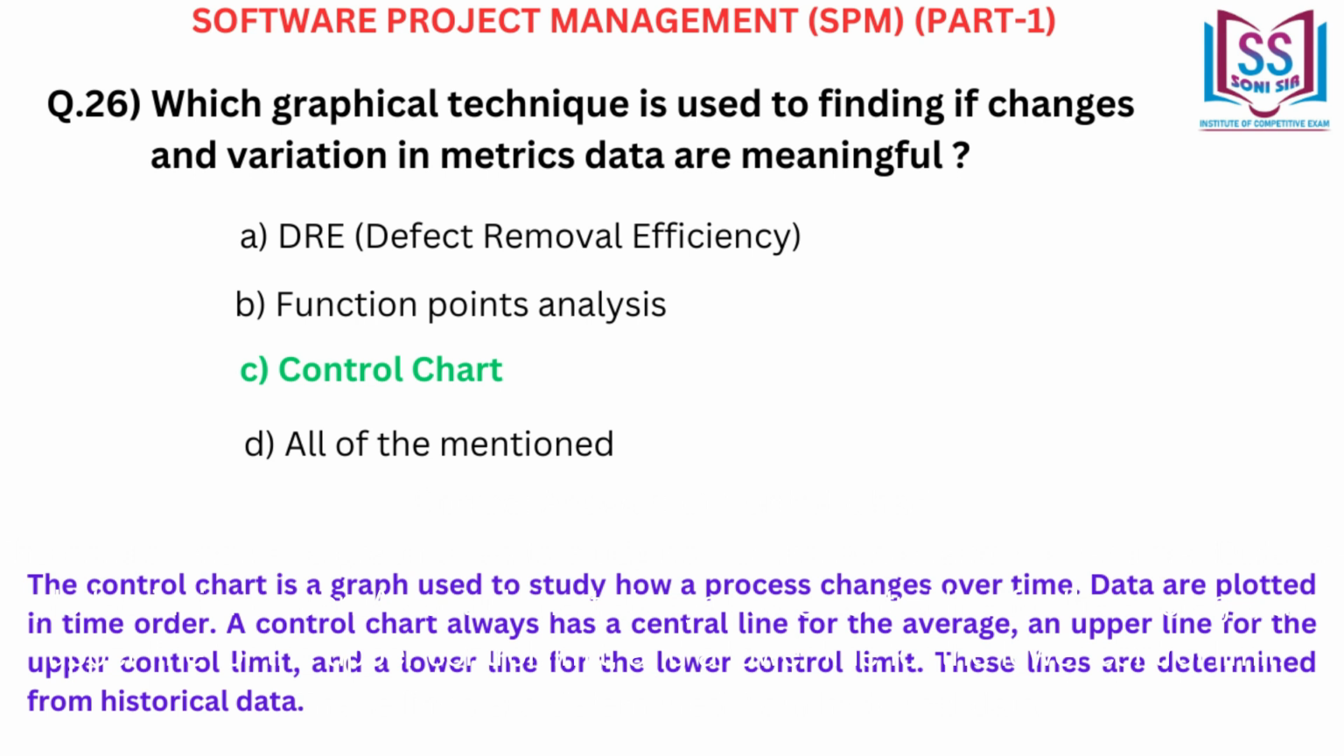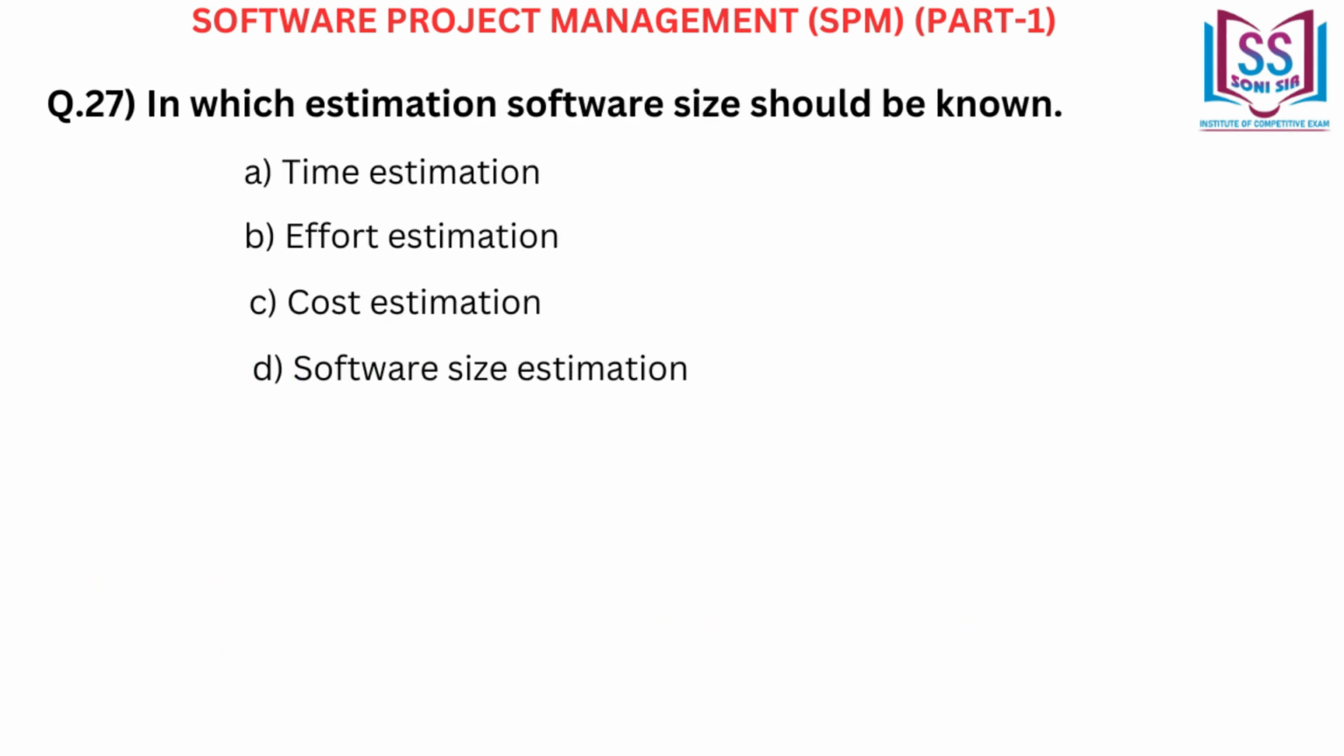Control chart. The control chart is a graph used to study how a process changes over time. Data are plotted in time order. A control chart always has a central line for the average and an upper line for the upper control limit and a lower line for the lower control limit. These lines are determined from historical data.